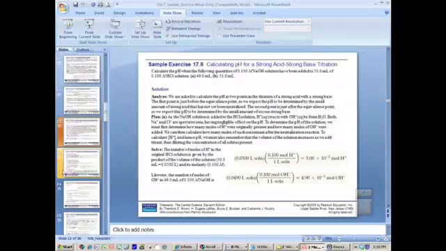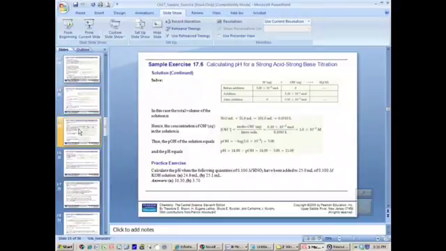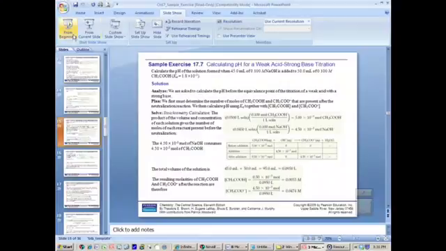Alright, so 17.6 example is pretty straightforward. Let's do the sample exercise 17.7, and that one starts on page 735 in your textbook, okay? So let me go through and find that. There it is, okay.